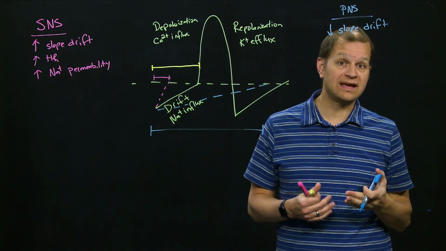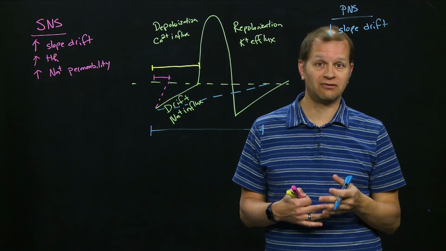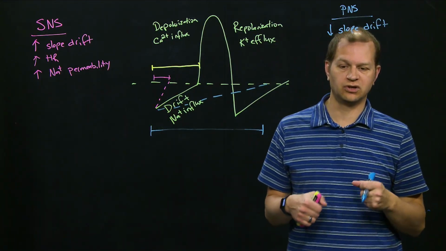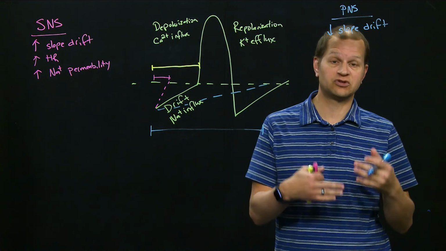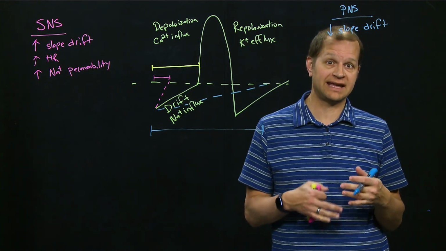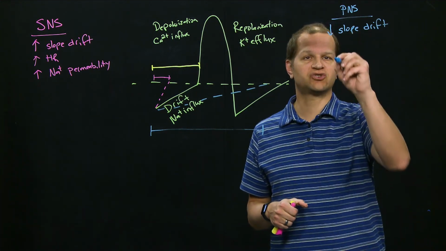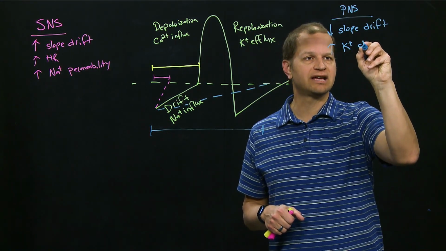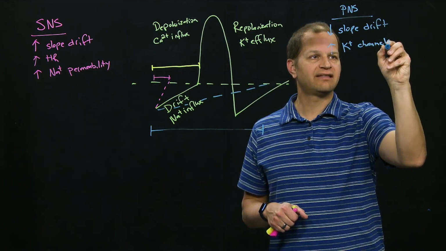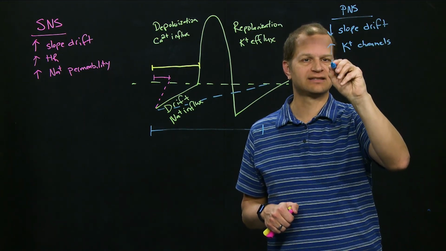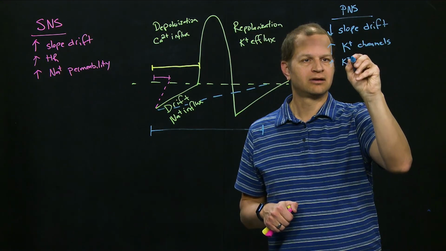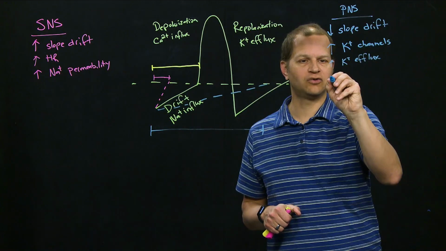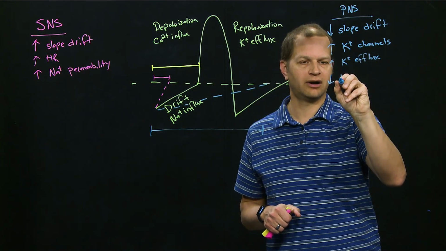Now, there's a couple ways that this can happen, and some of you might be thinking, well, if sodium is causing the drift, then we're just going to close sodium channels, which will make the slope less steep, so that we take a longer period of time to get there. That's true, but really the main thing is that we open up potassium channels. This allows for more potassium efflux, which will decrease the slope of the drift, and this will ultimately lead to a slower heart rate.